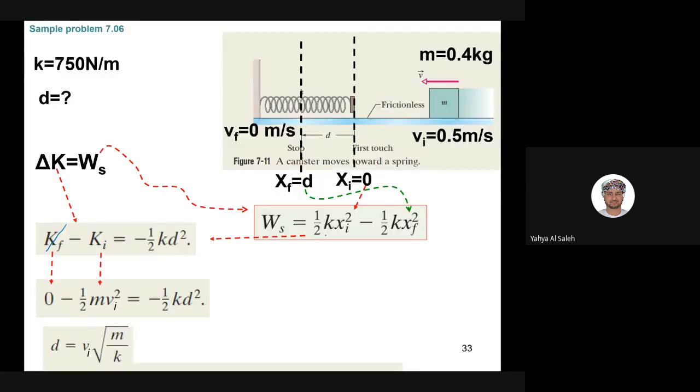The d in this case is going to be what? Going to be 0.4 divided by 750, square root that, times 0.5. So it's going to be 0.01 meters, which is a tiny, tiny amount.